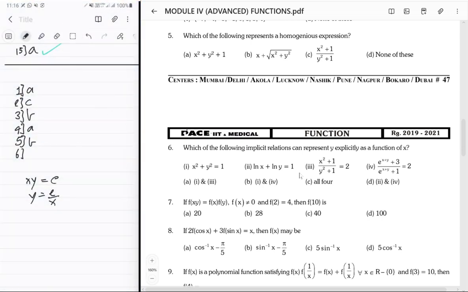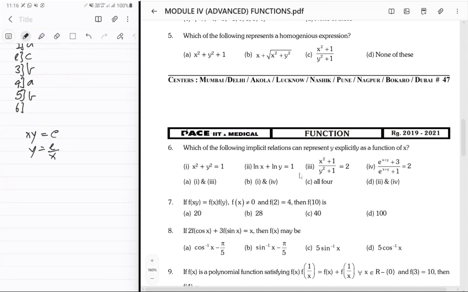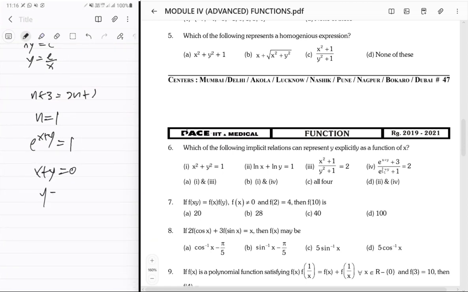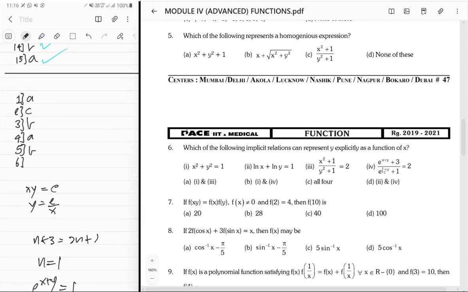Right, so yeah, we're back. Sixth, it can. So second one can actually do it. Third, cannot. Fourth, e power x plus y plus... Yeah, this is the linear equation. So, e power x, call this thing u. u plus 3 is equal to 2u plus 2 basically. So u is just equal to 1. e power x plus y is equal to 1, so x plus y must be 0. That's the only way out. y equal to negative x. Makes sense. So fourth can do it. So second and fourth, right? Which is option D. Next question.